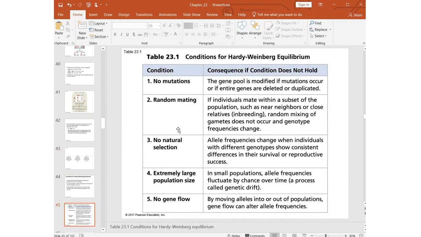So basically, here are the 5 conditions that have to be in place in order for a population to be in Hardy-Weinberg equilibrium. There have to be no mutations going on, and that doesn't happen very frequently. There has to be random mating. Mating has to be absolutely random. There has to be no natural selection going on, which is not very common. They have to have an extremely large population size, so that things happen totally randomly. There has to be no gene flow as well.